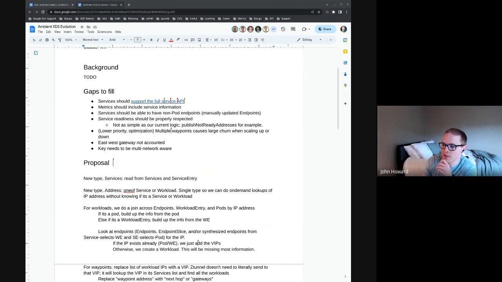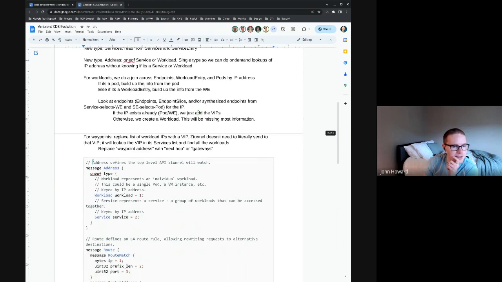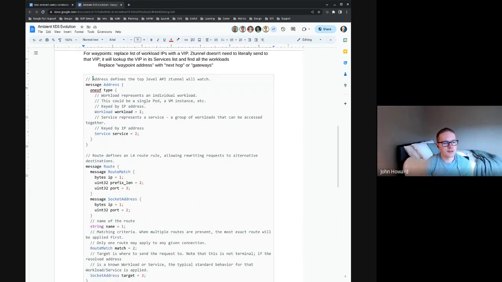A top level message, I call address here, but we can obviously bike-shed the name, that aggregates both workloads and services. The reason I think this is useful is, oh, sorry, can you scroll down to this code block? Thanks. Yeah, it allows us to have a way for ztunnel to say, I got this IP address, now what is it? And send a request to the control plane and do on-demand routing.